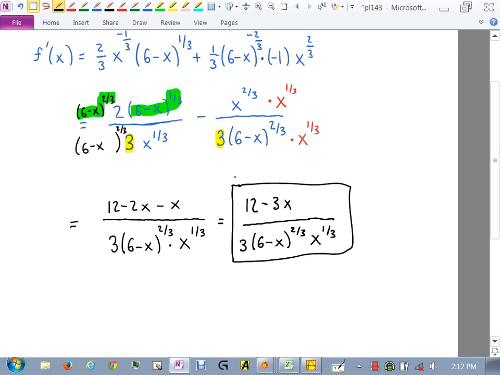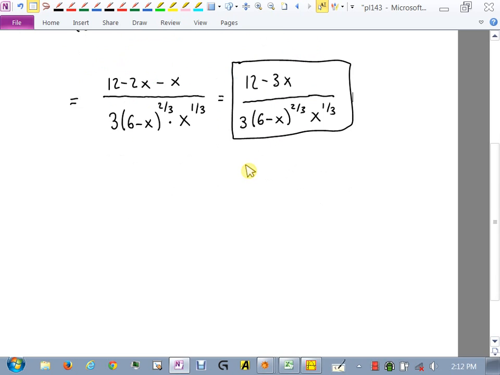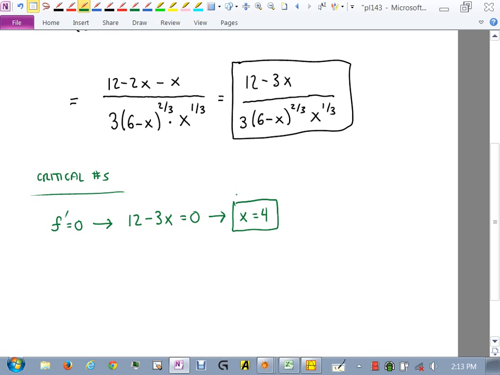All right. What next? Critical numbers, right? Critical numbers. So where's the derivative 0? Oh, well, that's pretty nice. 12 minus 3x is 0. That means x is 4. That's a critical number. What about where the derivative doesn't exist?